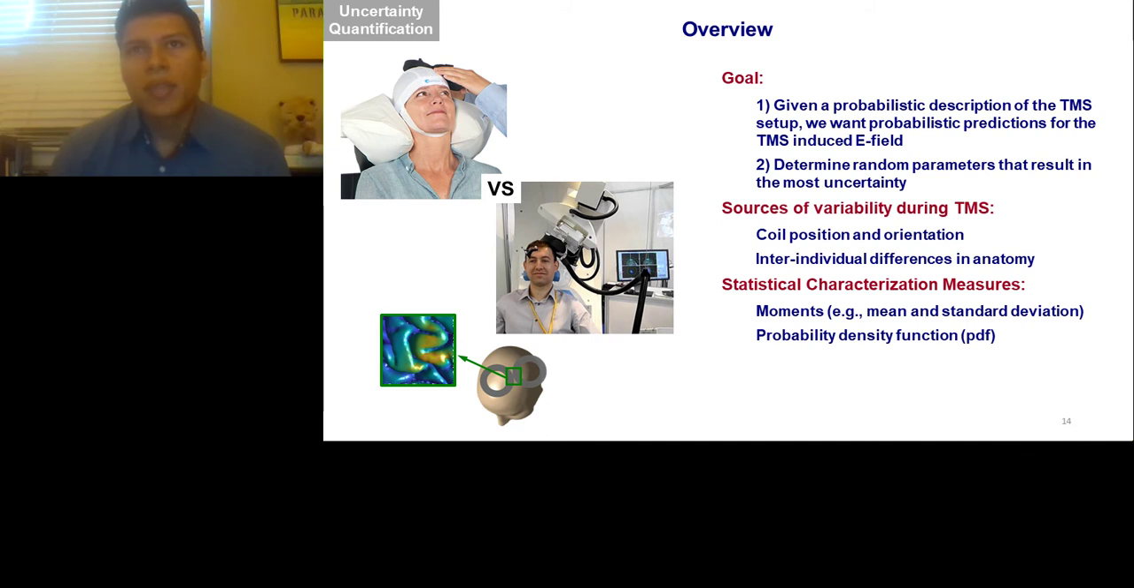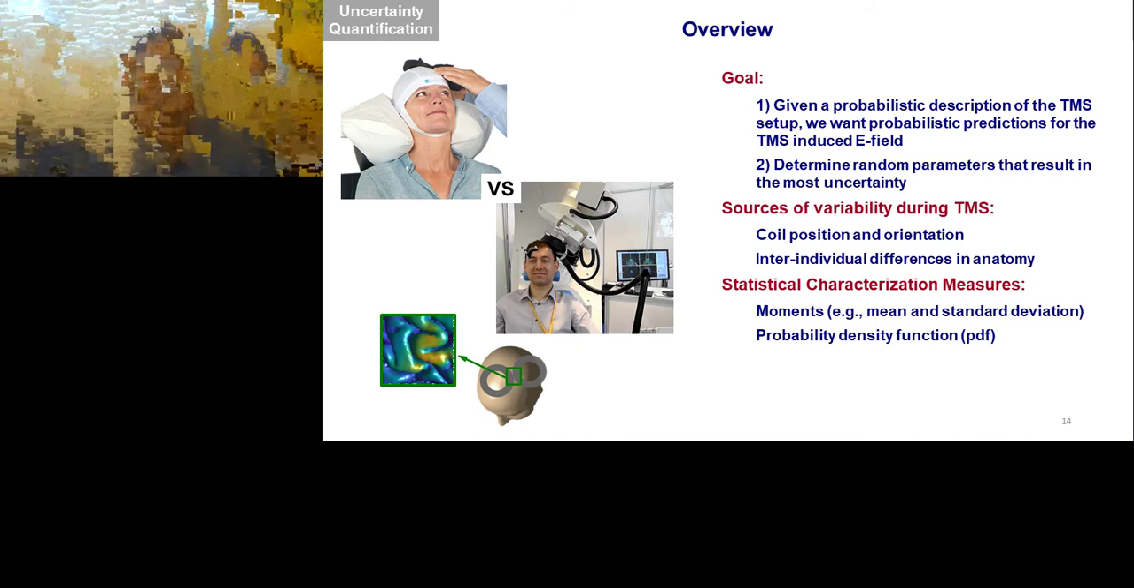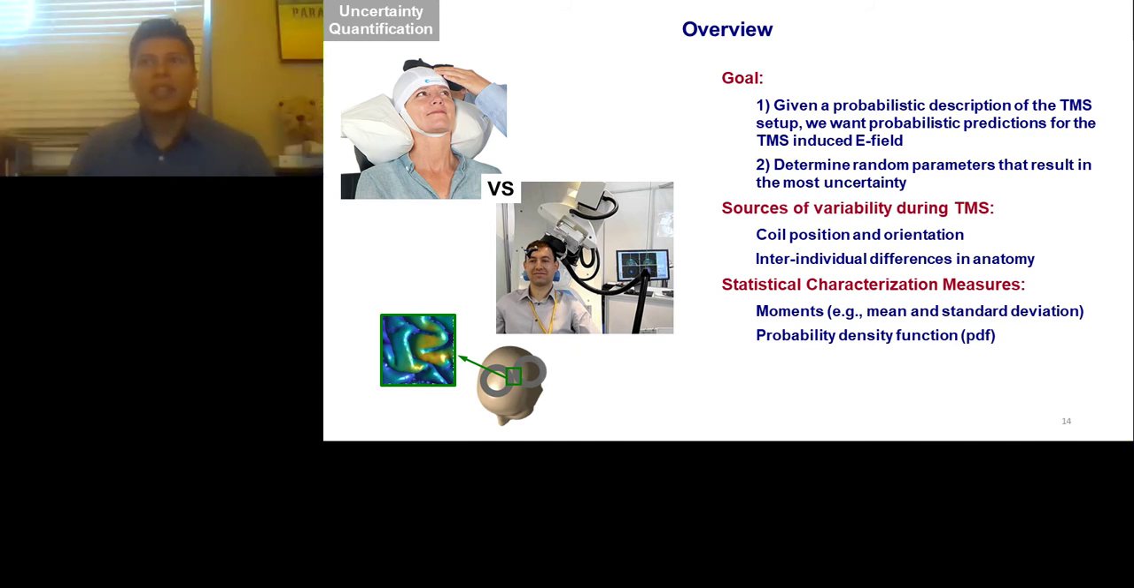Now I'm going to talk a little bit about the uncertainty quantification. And so what we wanted to do here is, given a probabilistic description of the TMS setup, the uncertainty in the coil placement, uncertainty in the tissue conductivities, uncertainty in the size of the individual tissues, and others. And given all of this, we would like to generate probabilistic predictions for the electric field. Specifically, we want to determine the mean, standard deviation, and other statistical parameters of the electric field. Then we would like to use this framework to determine parameters that result in the most variability in the electric field.